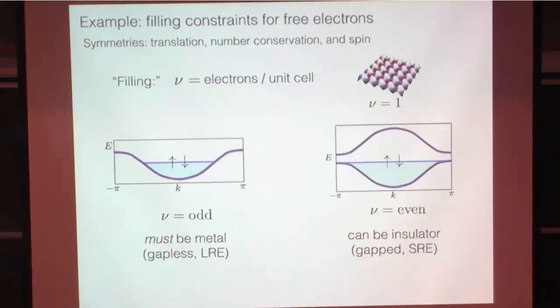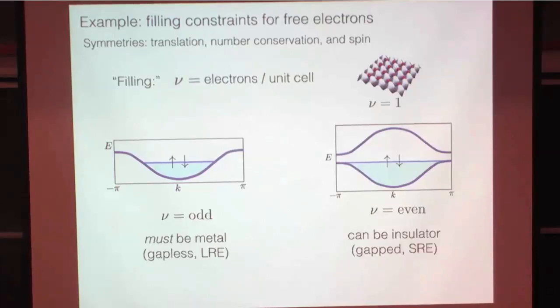So the criterion of band theory basically tells us that if the electron filling is even, we're going to be able to fill up each band completely with both an up and a down electron, and in this case it can be a band insulator. A band insulator is an example of one of these gapped and short-range entangled phases. Whereas if you have odd filling, you can't completely fill a band, so you actually have to have a Fermi surface, and it's a metal. Because it's a metal, it's gapless and long-range entangled.